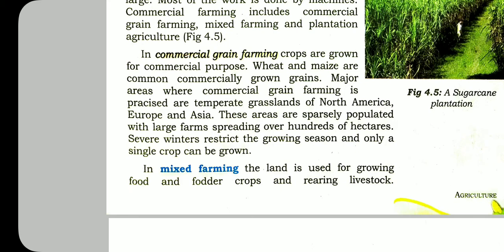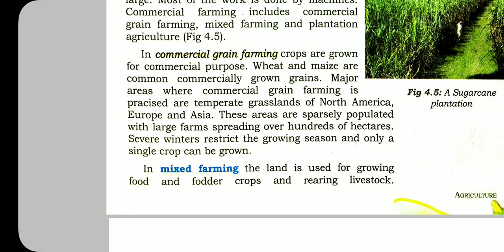And in the temperate grasslands, that means in the temperate regions. You already know which region is known as the temperate region. That means 23.5 degrees north to 66.5 degrees north and 23.5 degrees south to 66.5 degrees south. In these two parts, the northern part and the southern part from the equator, the area is known as the temperate area. In that area, there are grasslands lying in North America, Europe, and Asia. So in that area, this type of farming is done.